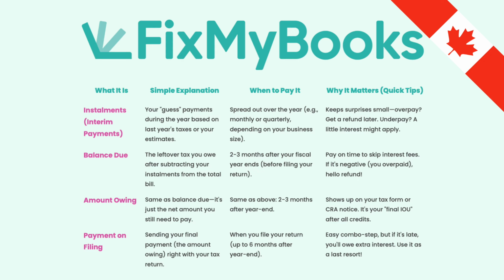So the next one after this is the amount owing. It's the same as balance due. It's just the net amount that you still need to pay. Same as above, 2 to 3 months after your year end. That's when it's actually due.